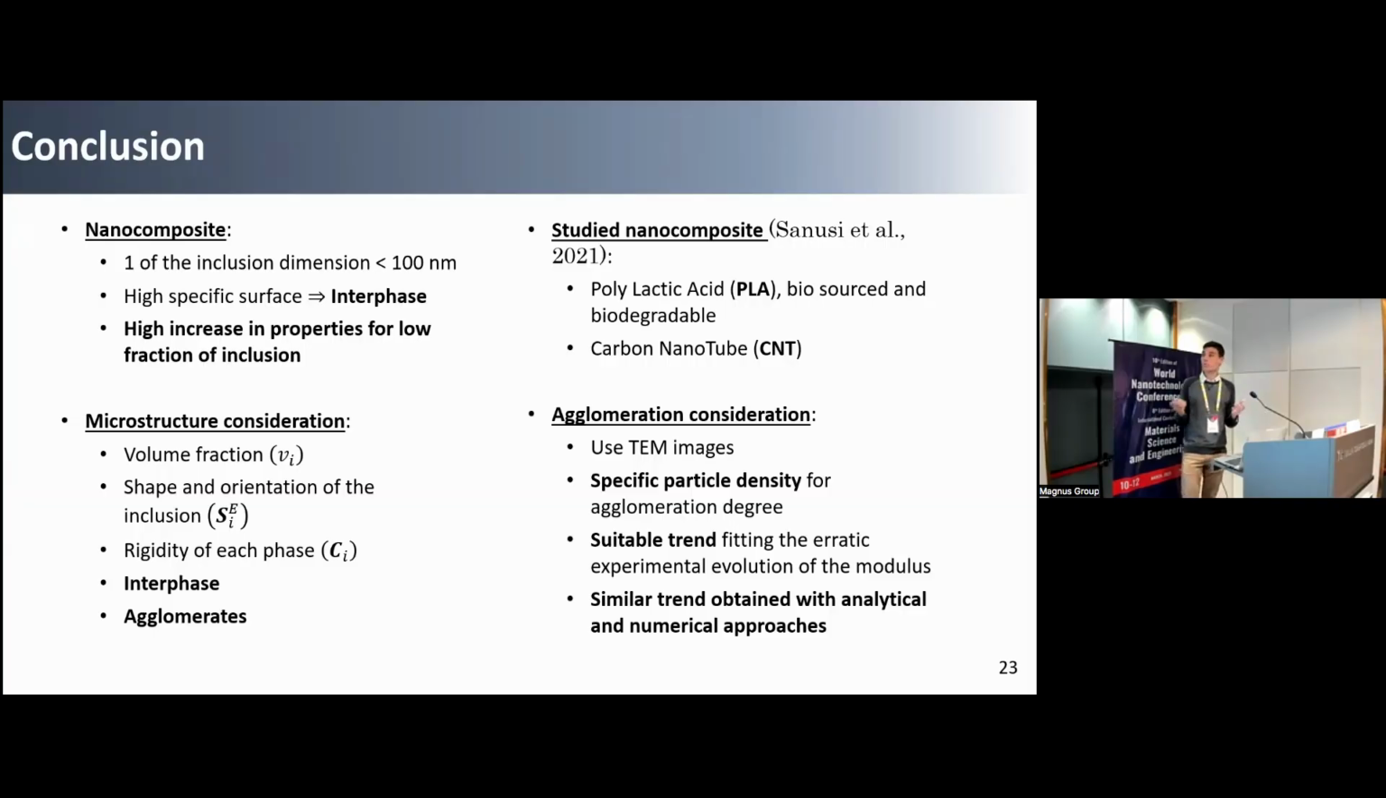For the comparison, we use PLA CNT nanocomposites, and we try to take into account the agglomeration using the microscopic images and the specific particle density parameters that were extracted from this observation. At the end, we managed to find a suitable trend fitting the erratic experimental evolution of the modulus, and a similar trend is obtained with both analytical and numerical results.